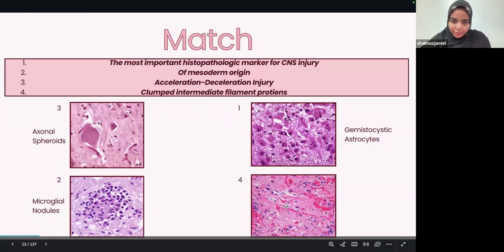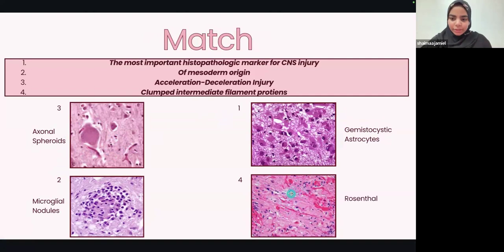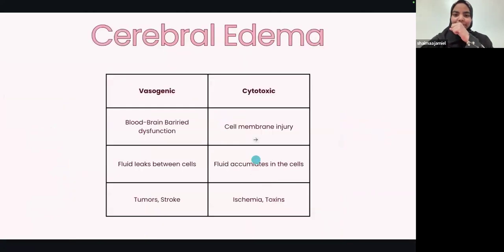And what is the intermediate filament protein that's clumping up? What's it called? Short form for, yes, GFAP. Perfect. Okay. Yes, GFAP. So, a quick summary of cerebral edema.